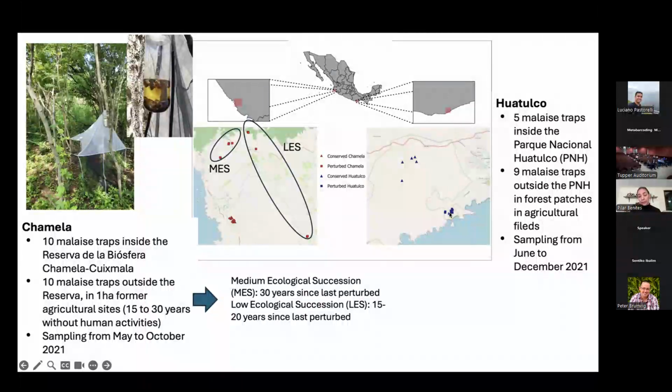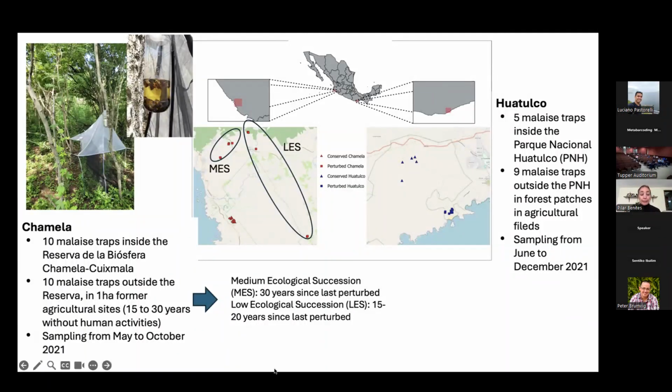In Huatulco, we didn't have this kind of plots, nor information about plots outside the Parque Nacional Huatulco. So we set 5 traps inside the park and 9 traps outside the park in places close to the park, but with no information, and places where there are actually agricultural activities going on. There are tropical deciduous forest patches around these agricultural fields.